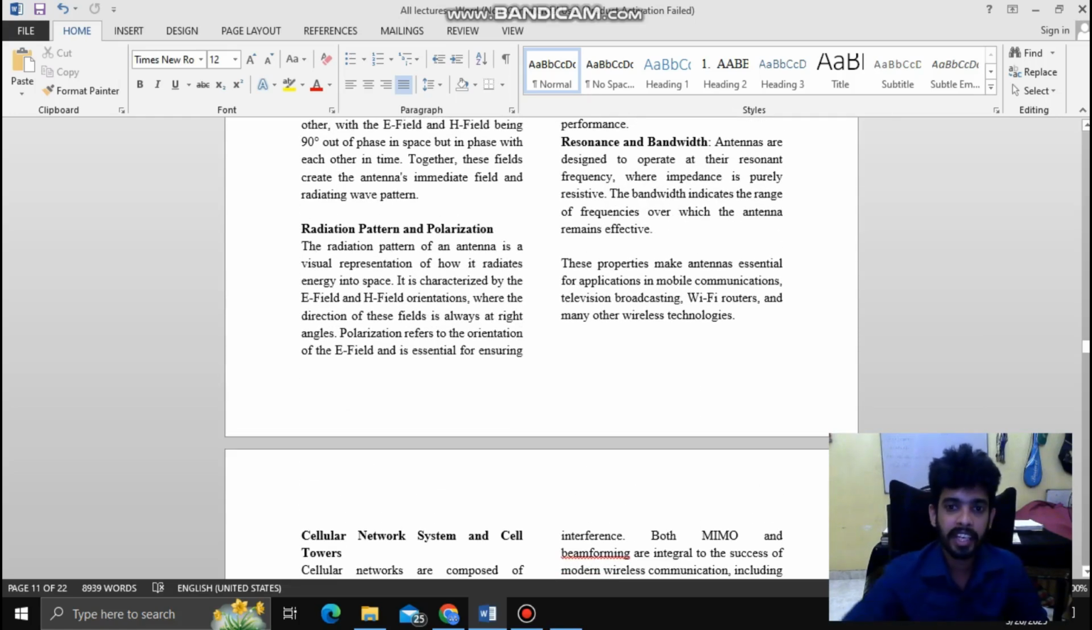These properties make antennas essential for applications in mobile communication, television broadcasting, Wi-Fi routers, and many other wireless technologies. So antennas have become a major device to transmit and receive signals, either electromagnetic or any other signal, in wireless communication.